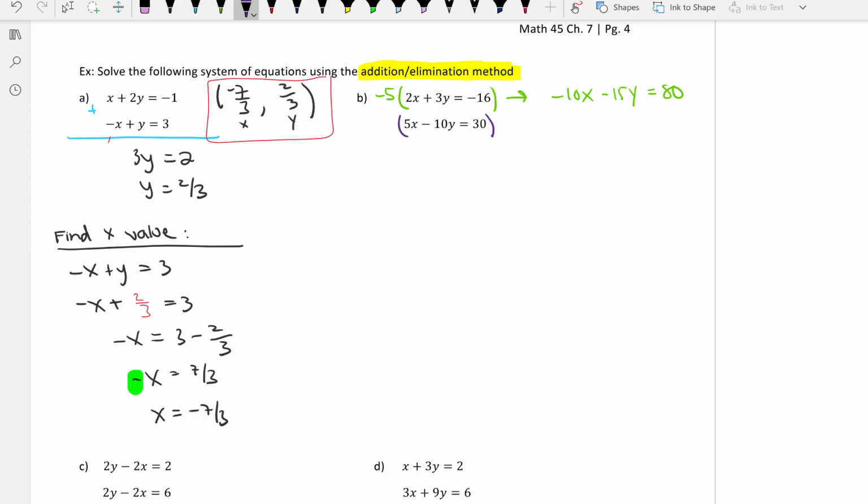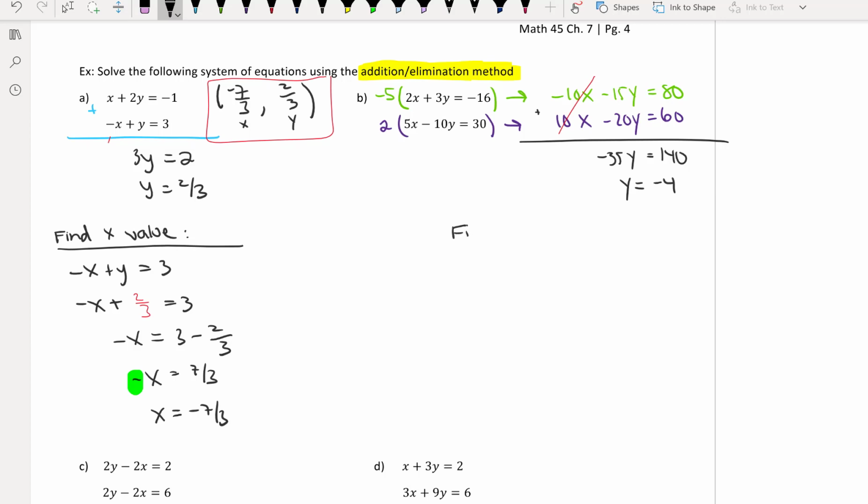Now, for my second equation, remember my goal is to cancel out the x values. So 5 times a positive 2 will cancel out that negative 10 that I have chosen up ahead. So that will give me a positive 10x, a negative 20y, and 30 times 2 would be 60. And now I can add those equations together, and the x's cancel, which is really nice. So negative 15 and negative 20 is a negative 35y, and 80 plus 60 will give me 140. Now dividing both sides by a negative 35, I'm going to get a negative 4.